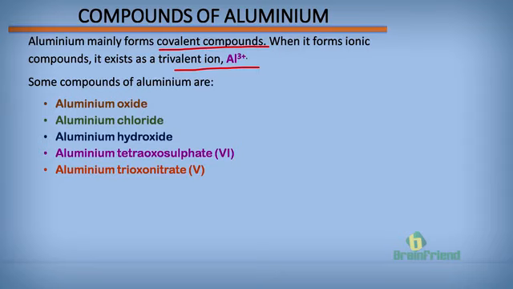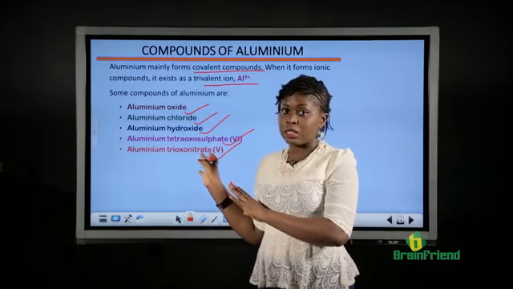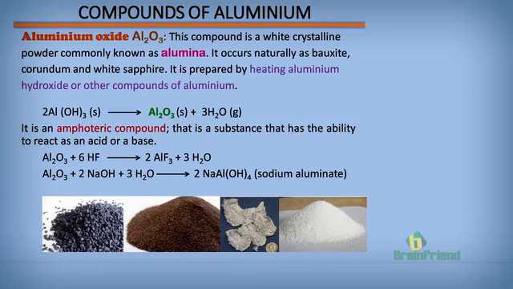Now, some of the compounds that aluminium forms are aluminium oxide, aluminium chloride, aluminium hydroxide, aluminium tetraoxosulfate 6, and aluminium trioxonitrate 5. These are not all the compounds, but we're just going to be taking these for the sake of this lesson. So let us quickly take a look at each of these compounds, how they are formed and their uses.